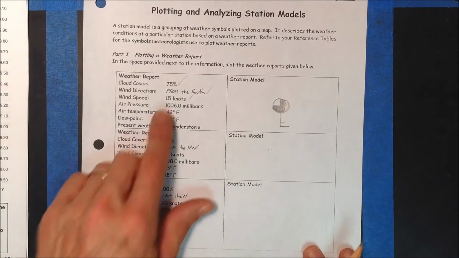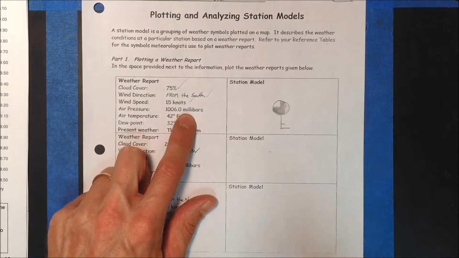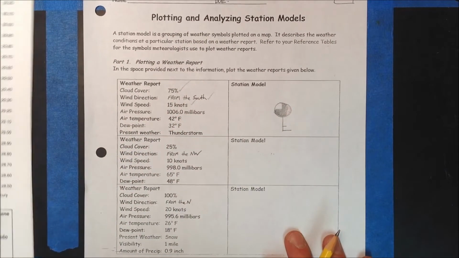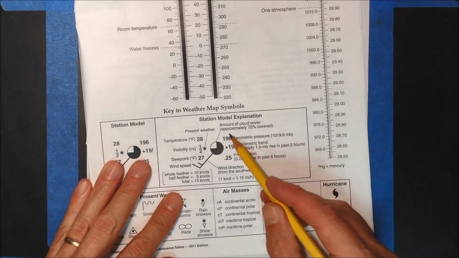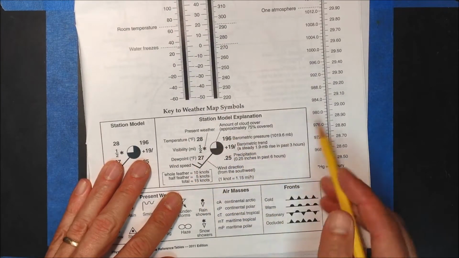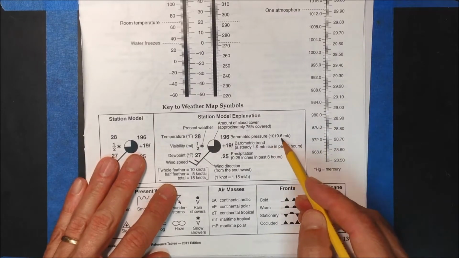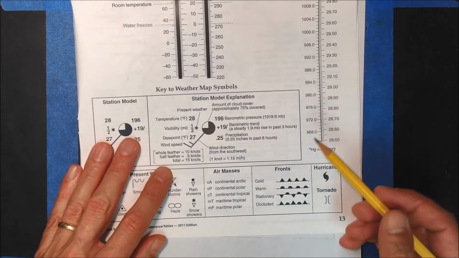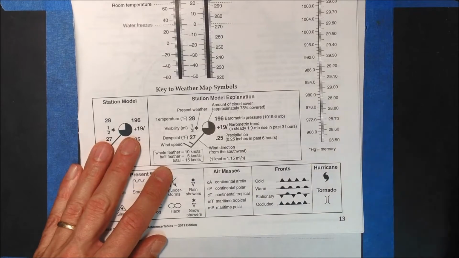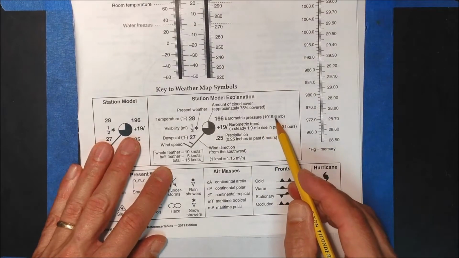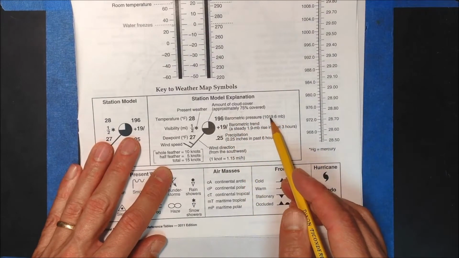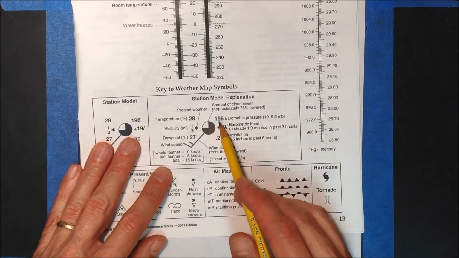Air pressure, 1,006.0 millibars. Now, to draw them on the reference table, you always use just 3 numbers. So this way is a little easier, from a full number to here. Look at this example here and deduce from the examples you're given how this works. So look at this number. What do they write here? The last 3 numbers, 196, no decimal, no units.